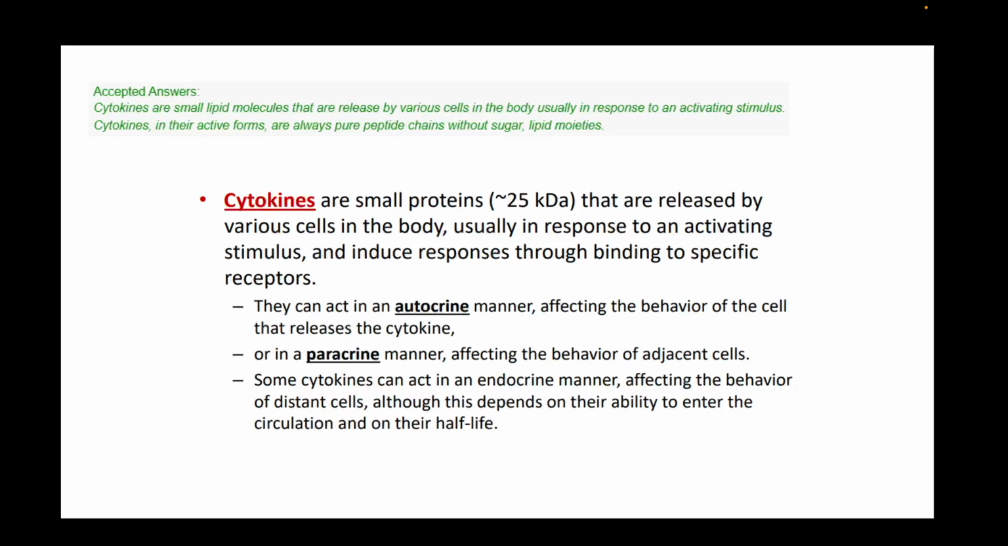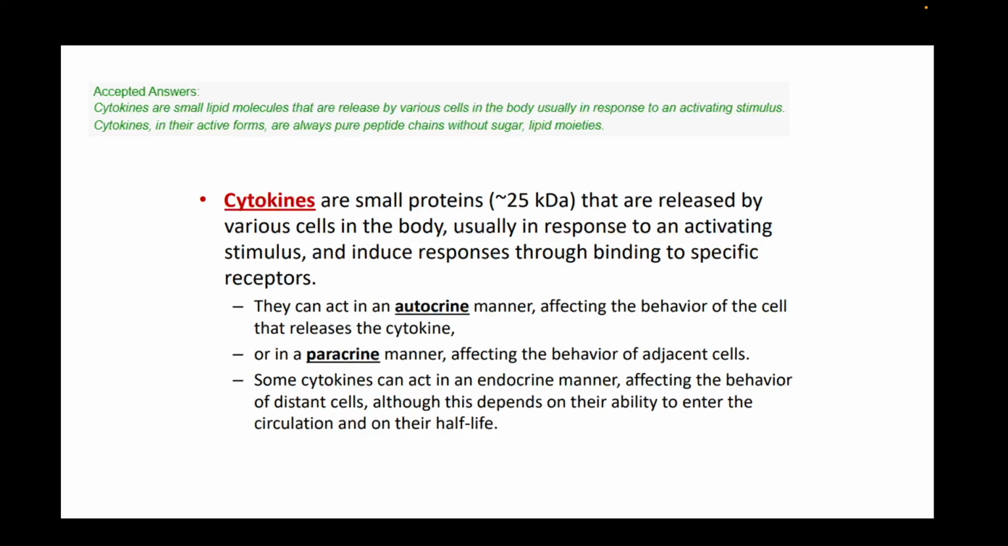Which of these are incorrect regarding cytokines? So the incorrect options here would be cytokines are small lipid molecules that are released by various cells in the body, usually in response to an activating stimulus. And last option, that is cytokines in their active forms are always pure peptide chains without sugar or lipid moieties.